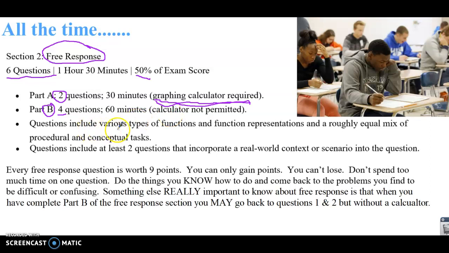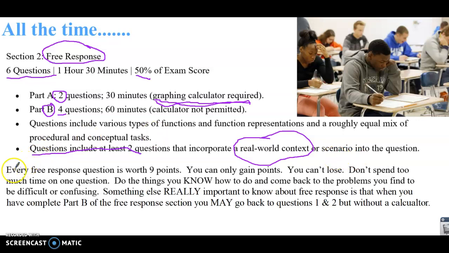In the free response, questions include various types of functions and functional representations and a roughly equal mix of procedural and conceptual questions. You've seen so many free response questions this year, you're not going to be surprised by what you see. Questions include at least 2 questions that incorporate a real-world context or scenario into the question. Again, nothing surprising there.